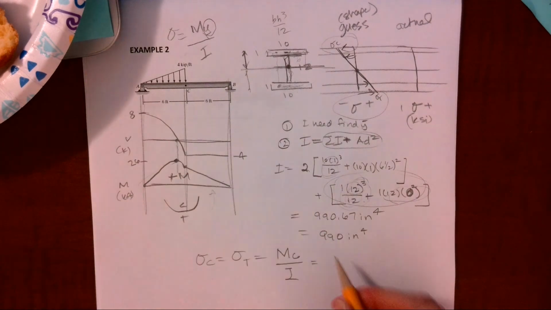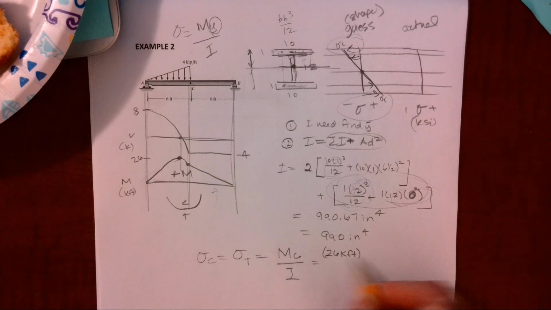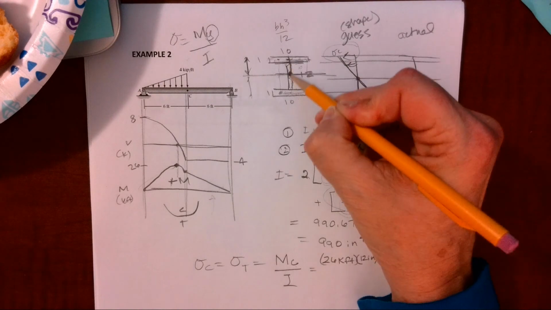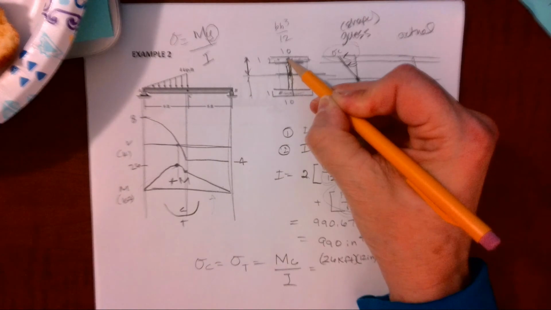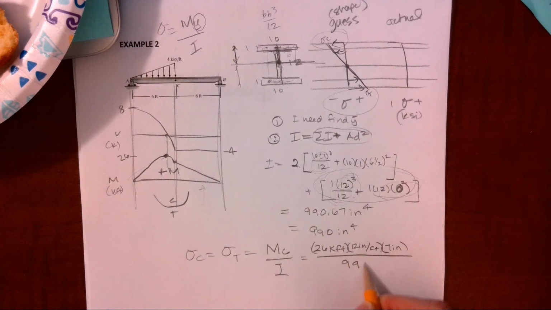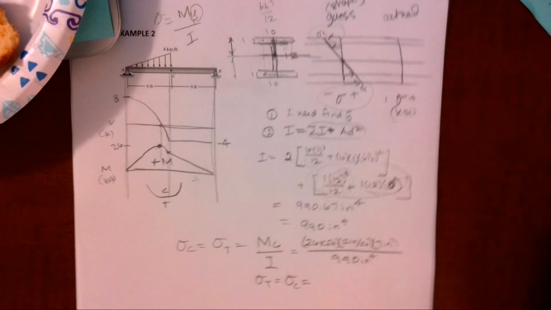So I have 26 kip feet, okay? I can't use that unit, so I need to use 12 inches per foot. Pay attention to units. C is from the centroid to the outermost fiber. Outermost fiber: 6 plus 1 is 7, so 7 inches. And then I have a moment of inertia of 990 inches to the fourth. So whether I'm looking at compression or tension, they have the same magnitude.